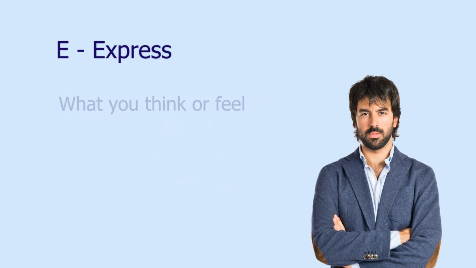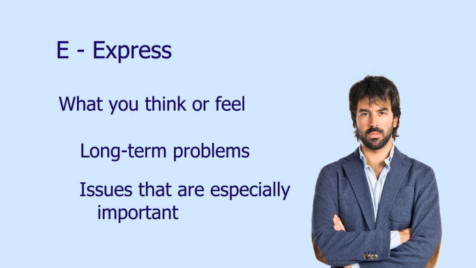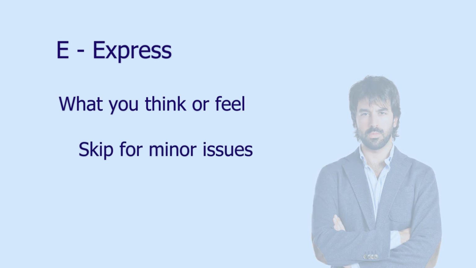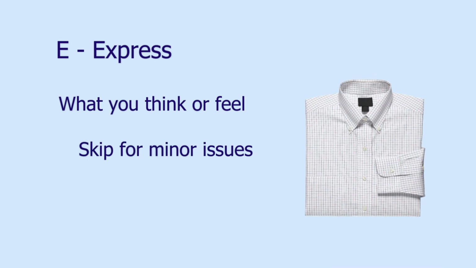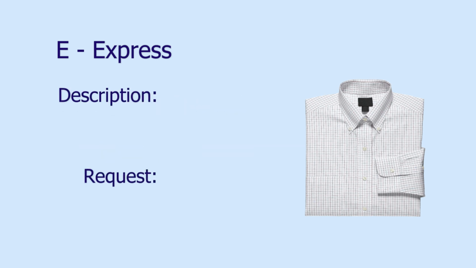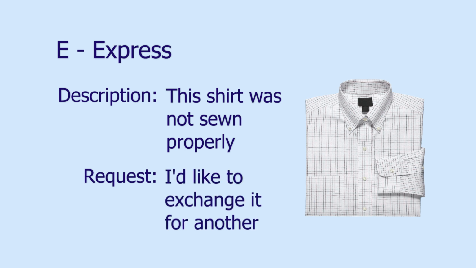The second part of the script is a description of what you think or feel. This part is important when you are dealing with long-term problems or issues that are especially important to you. However, for minor conflicts, you can skip it. For example, if you are returning a shirt that was not sewn properly to a store, you just need the description and request. "This shirt was not sewn properly. I'd like to exchange it for another."